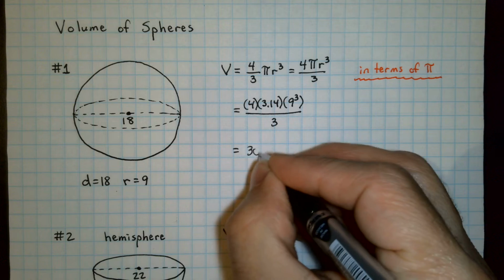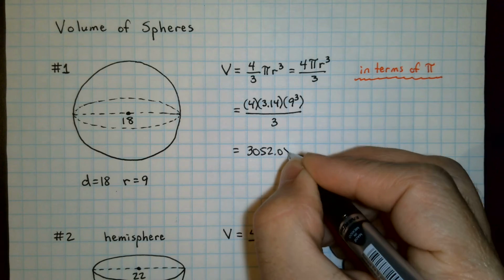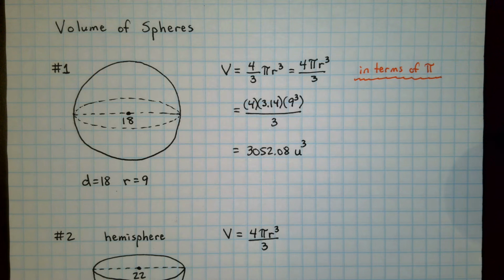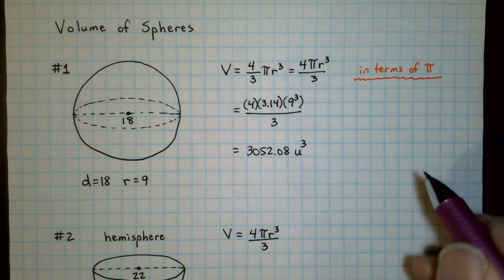I get 3,052.08. This will be units cubed. And that's perfectly fine. It's a decimal answer, and many of the times you're doing the calculation, that's going to be satisfactory. But sometimes they're going to ask you to give your answer in terms of pi.